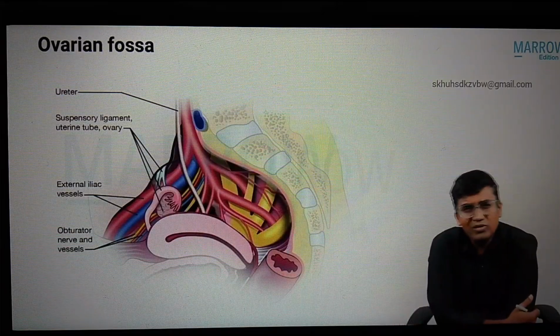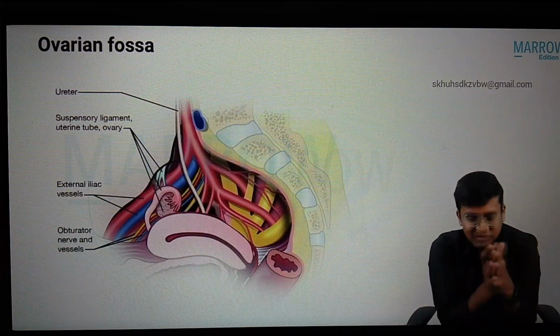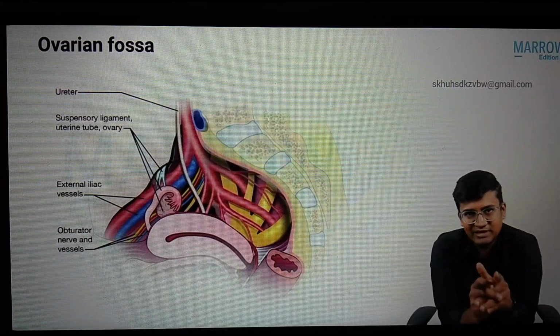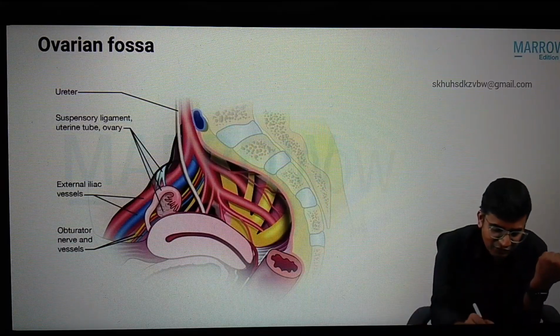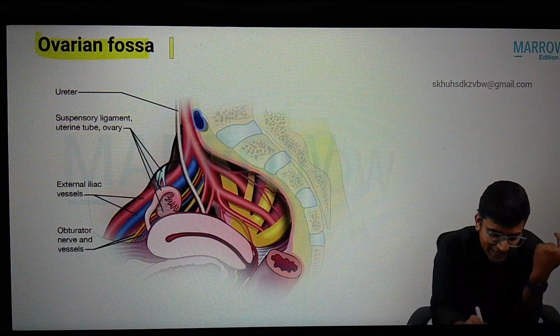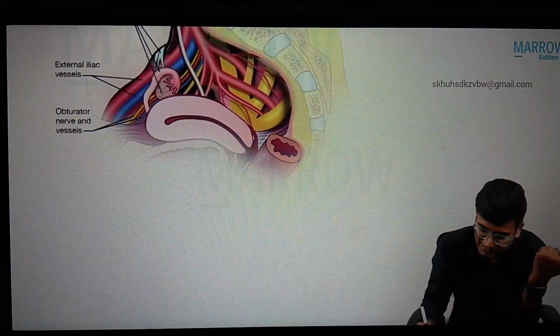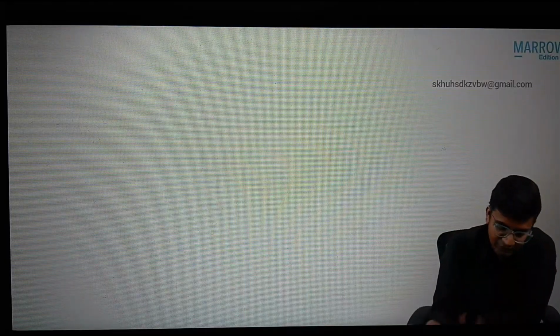Next, the ovary. We're going to discuss the location of the ovary, the ligaments of the ovary, and the blood supply. Now, location of the ovary. The ovary is a gonad, and it is located in the ovarian fossa.